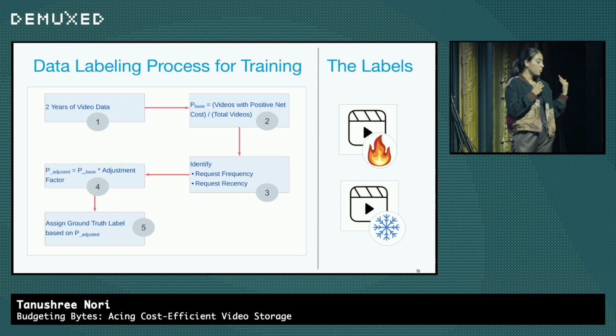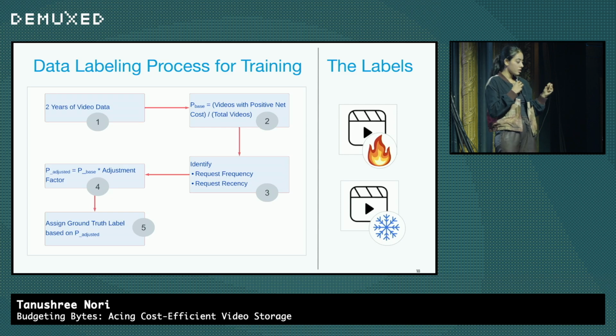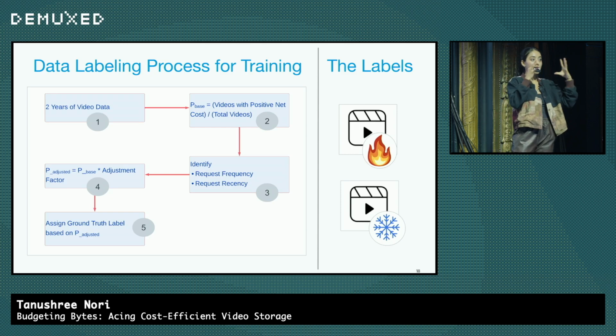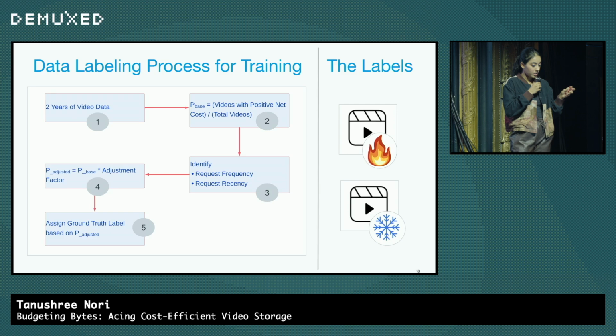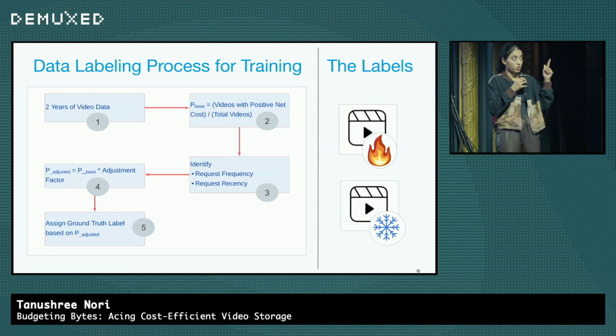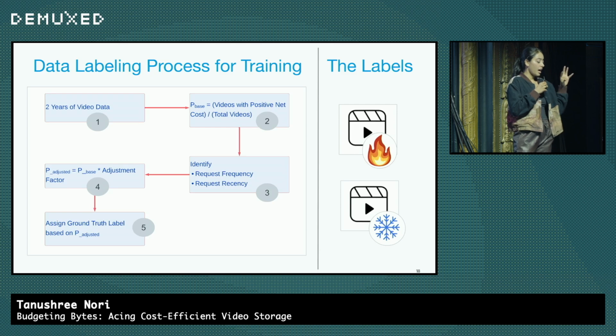At the very first step, you can start by analyzing 2 years of video data. You focus on access frequency, retrieval costs, and storage costs. And then from this, you would get a base probability in step 2. This base probability tells you how often cold line storage is cost effective for videos on average, meaning how often storage cost is less than retrieval cost. And then you have to adjust this probability with an adjustment factor.